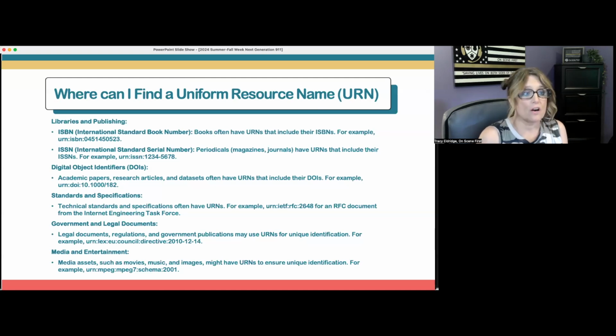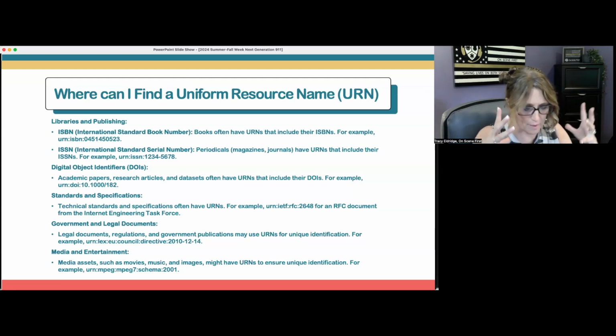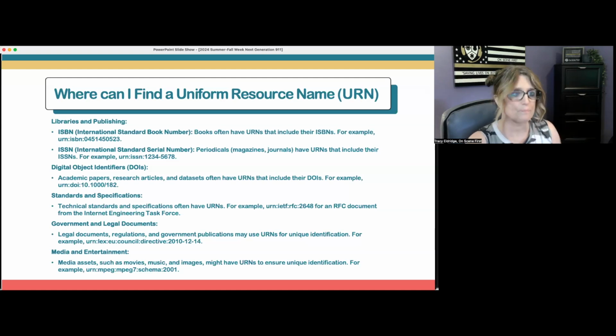As I mentioned, there are different places that you can find some of these things. The URL is going to be specific to the internet, and the URN could be in libraries and publishing. So ISBN, ISSN, the International Standard Serial Number for periodicals, have URNs that include these numbers. I don't know why the ISSN keeps coming up in my brain. I don't remember if I saw it on the exam or somebody sent it to me, but it kept coming up. Digital object identifiers, standards and specifics, government and legal documents.